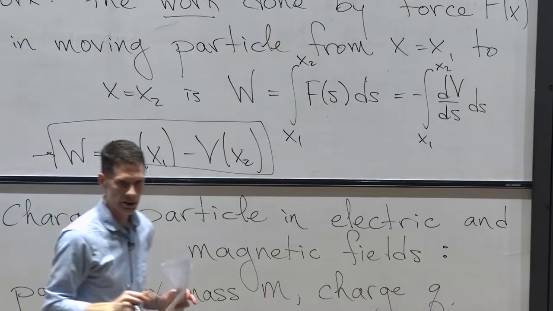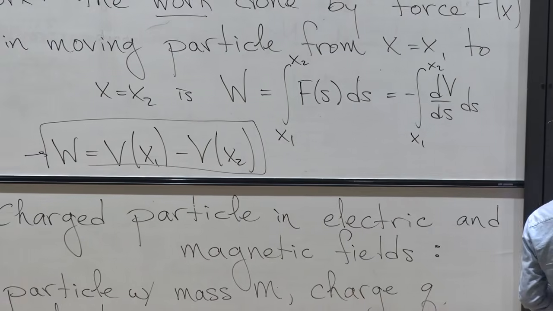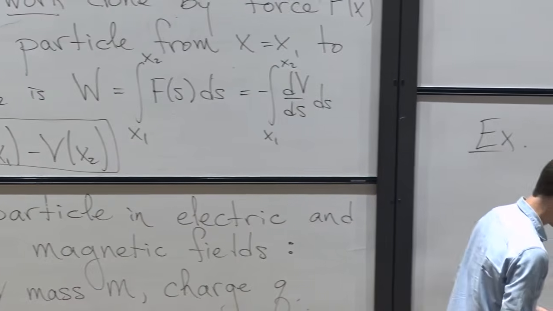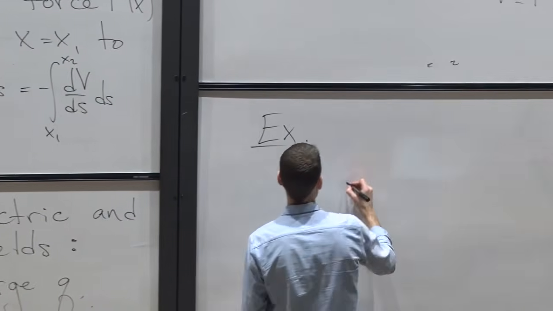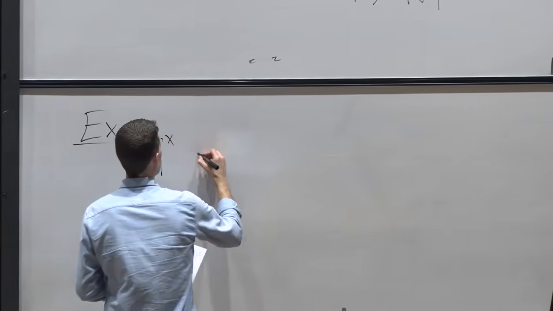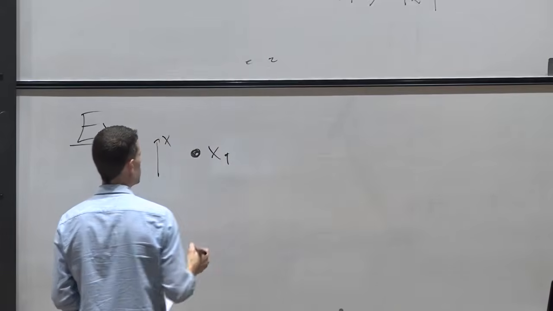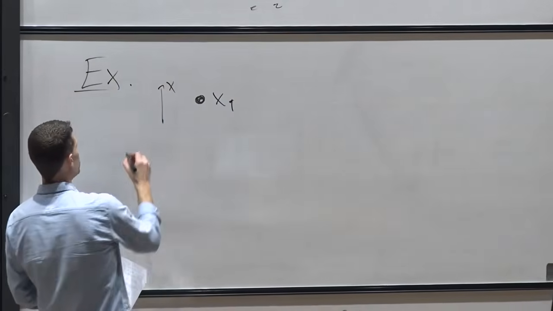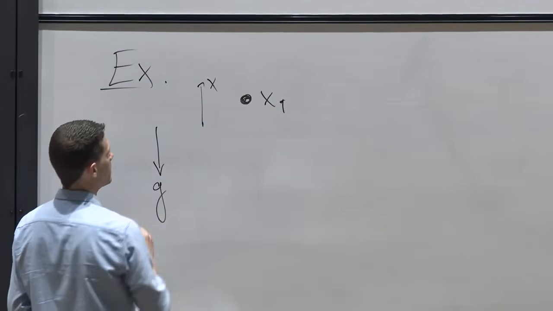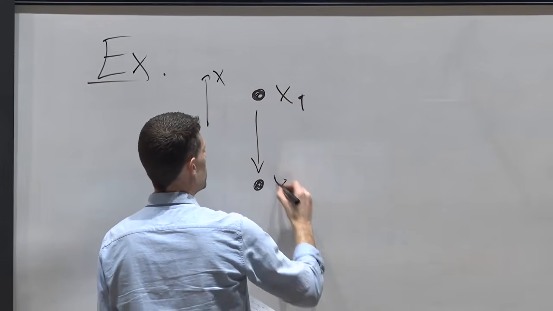Okay, so let's start to build some intuition on that kind of relationship. I imagine, for instance, that I define that as the x-axis, and I have a particle sitting at x1 under gravity, so gravity is pointing that way, and then say the particle moves down to x2.